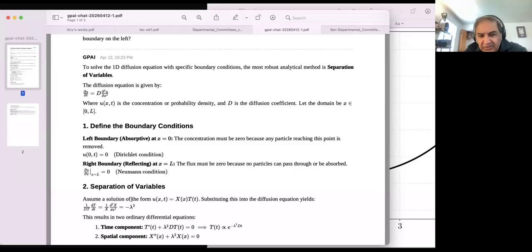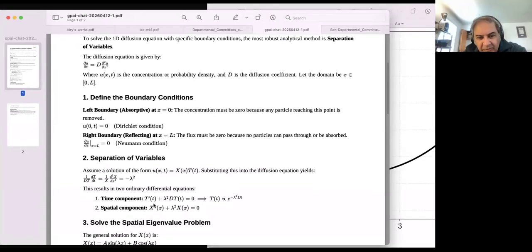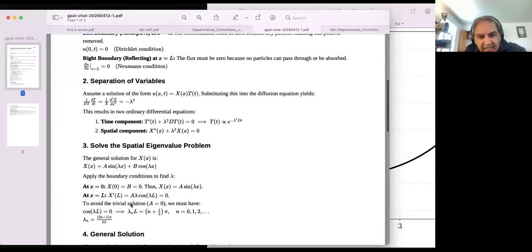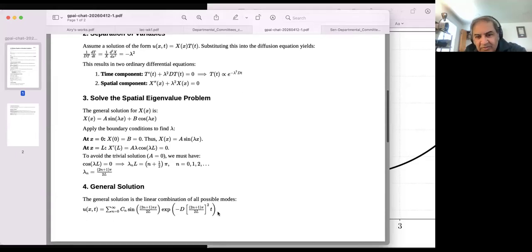Just like you do for the Schrodinger equation, just like you do for electrostatics equations and so on, the same form you can do. Then you can separate it into a time component and a space component. The time component gives you e to the minus lambda squared t, an exponent. The space component is going to give you a sinusoidal function, obviously. So if you impose the boundary conditions I gave, for example, then you end up with this solution.